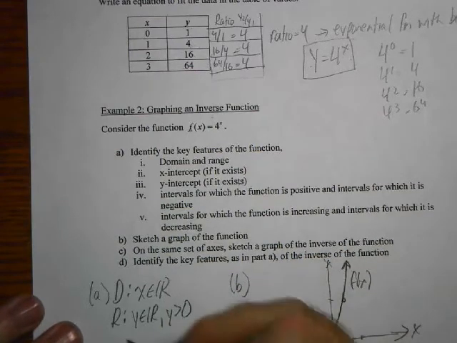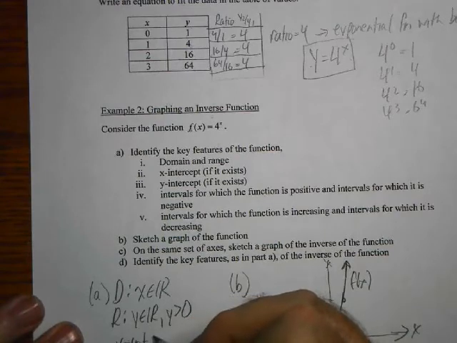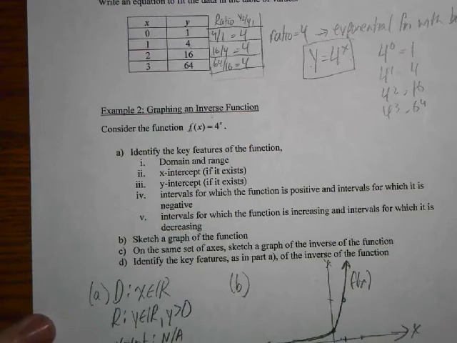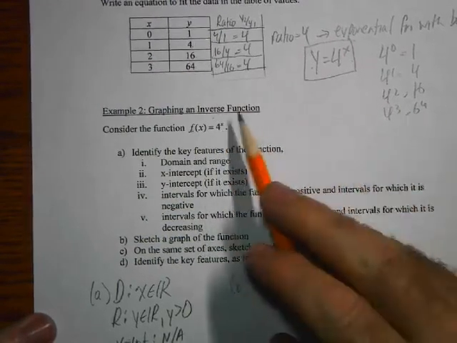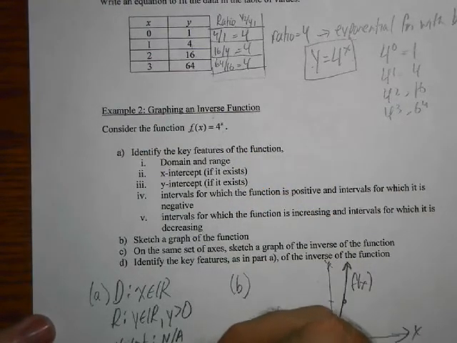Okay, x-intercept, well, we know from exponential functions that it doesn't cross the x-axis, so it's none or not applicable. Y-intercept, okay, that's where x equals 0, so you just plug in 0 for x, you get 4 to the power 0, which is 1. So the y-intercept is 1, y equals 1.